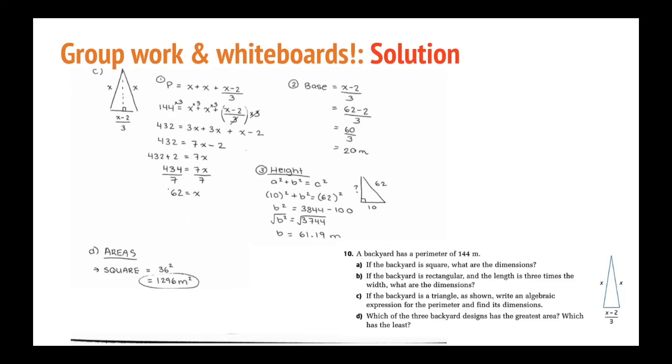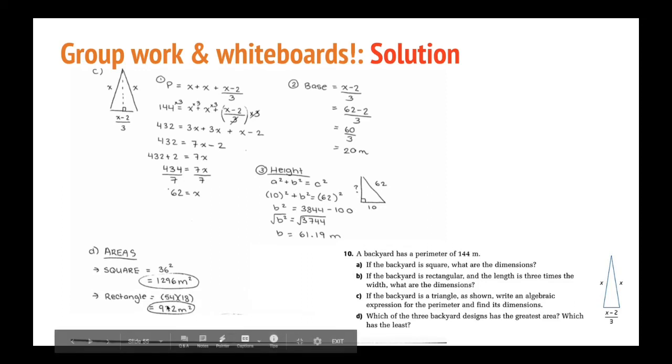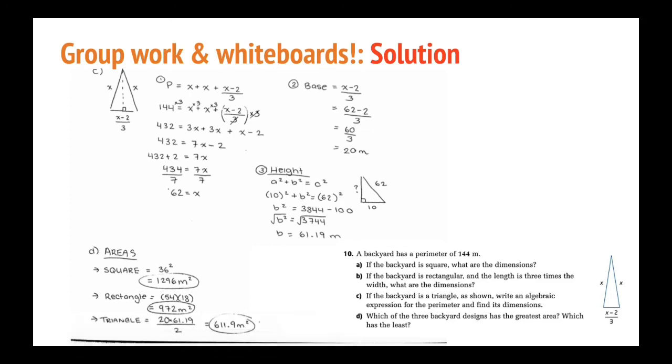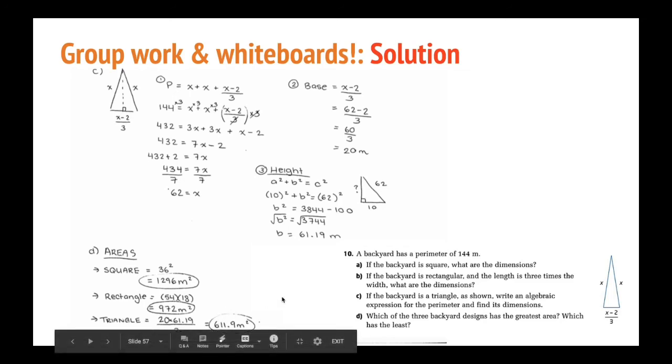Well, what about the rectangle? Well, the rectangle is going to be 54 times 18, and we notice that it's 972 meters squared. So slightly less than what we get for the area of a square. Meanwhile, for the triangle, we notice that it's 20 times 61.19 divided by 2, and it has the smallest area.